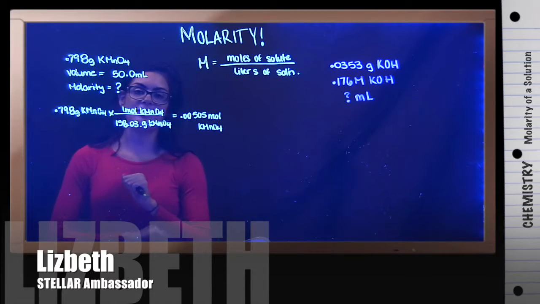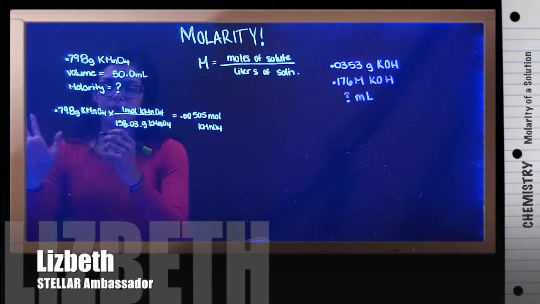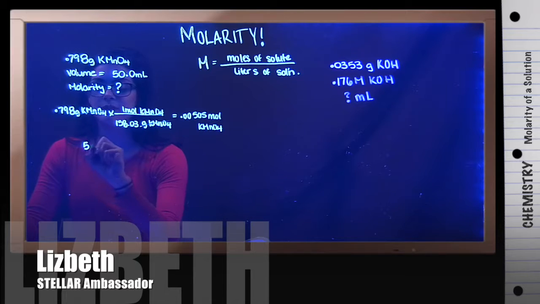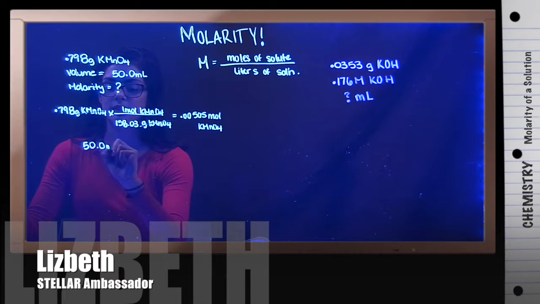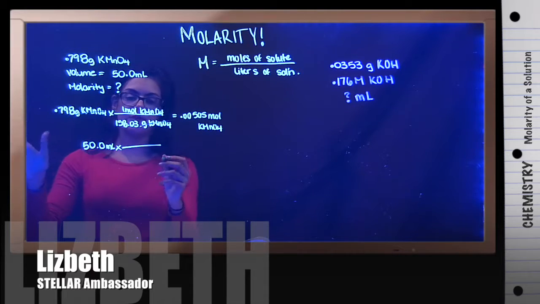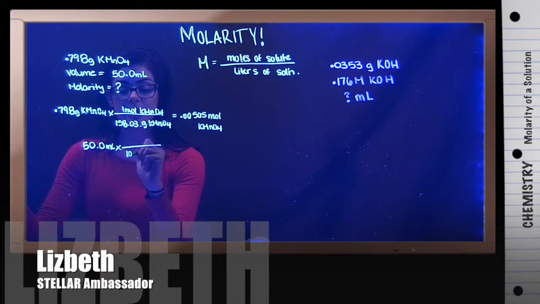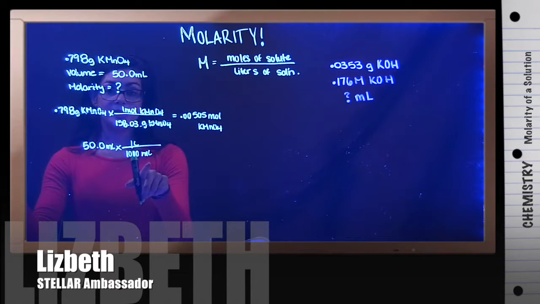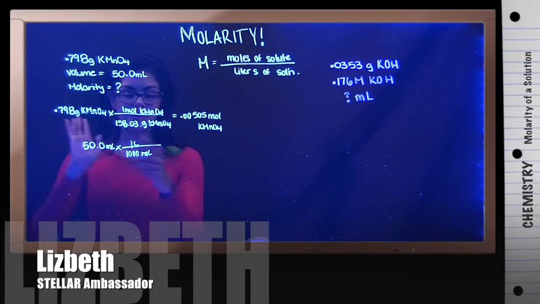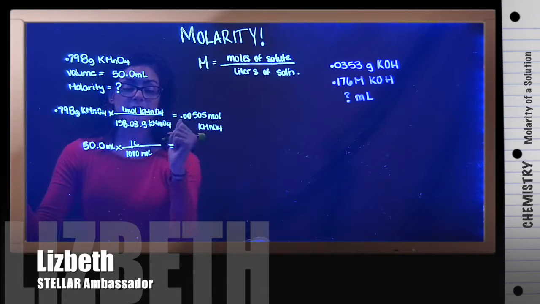I just need to convert my 50 milliliters into liters. So we've learned that, right? So we have 50.0 milliliters. And there's 2 ways you can write this, and I'm going to write them both ways. So you can say that there are 1,000 milliliters in 1 liter. And again, I put milliliters on the bottom because I needed to cancel out the top. And that'll give you your answer.